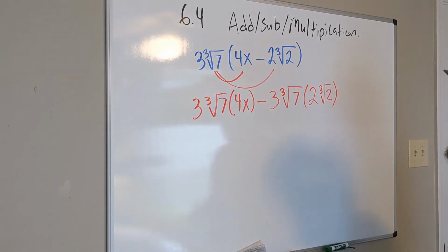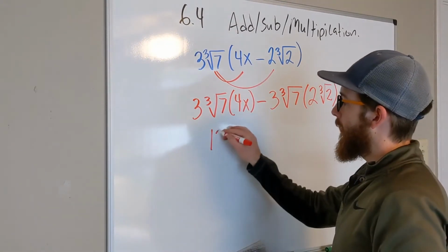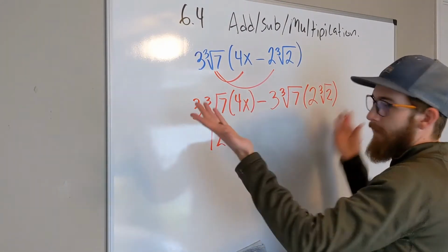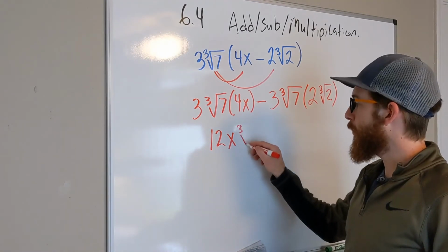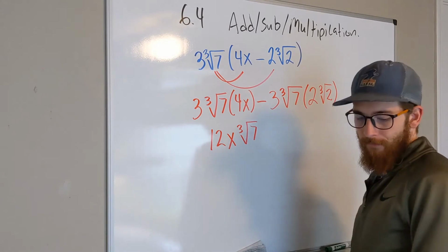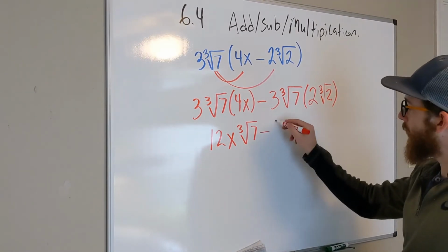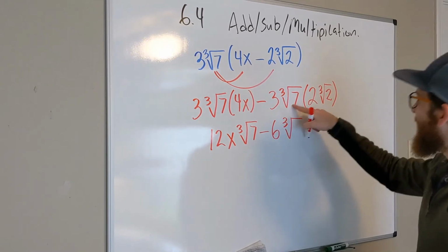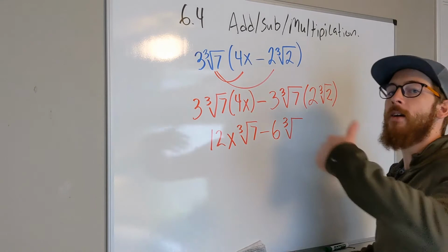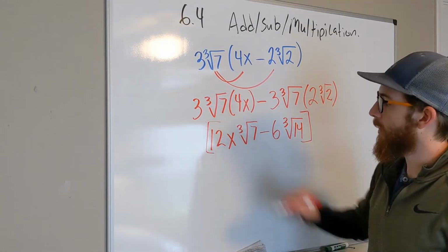Okay. Now, 3 times 4, 12. And there's nothing to multiply by x, so x. And there's nothing for the root to multiply, so root of 7. Now, the next piece, we have negative 3 and 2, so that's negative 6. The cube root of 7 times the cube root of 2. What's 7 times 2? 14. And so we have our answer.